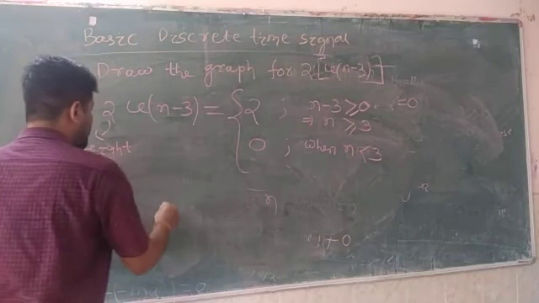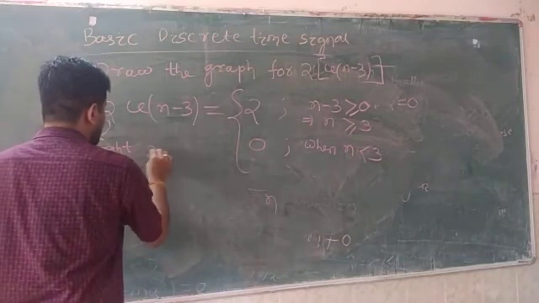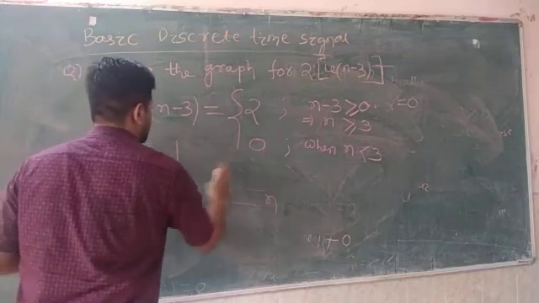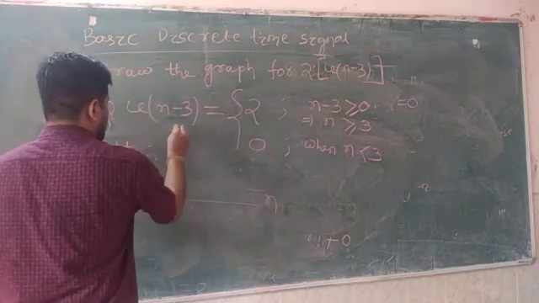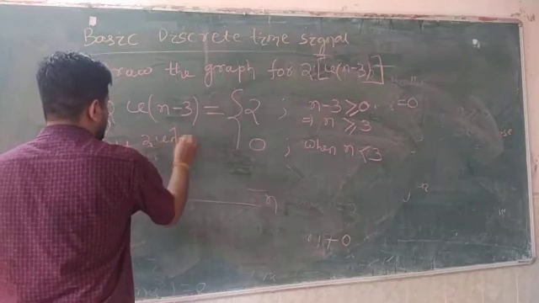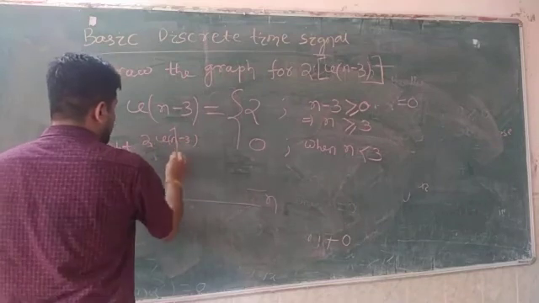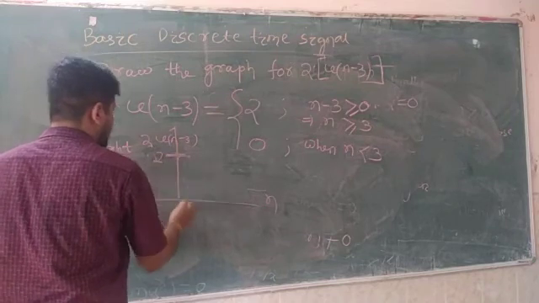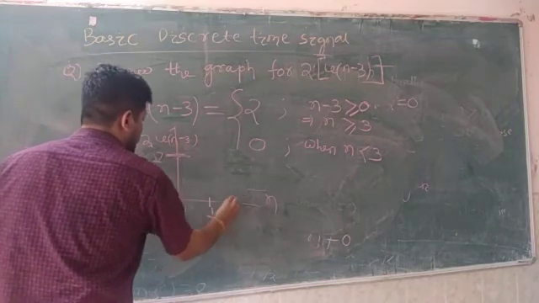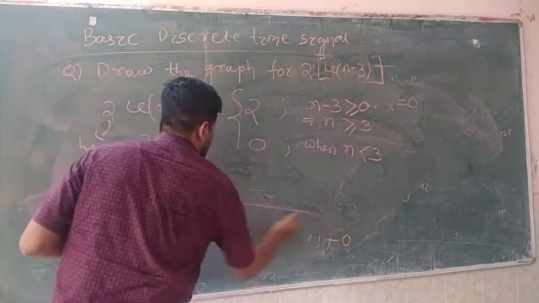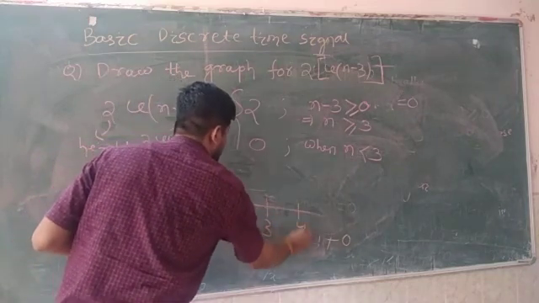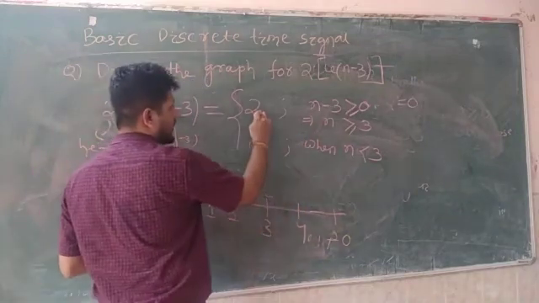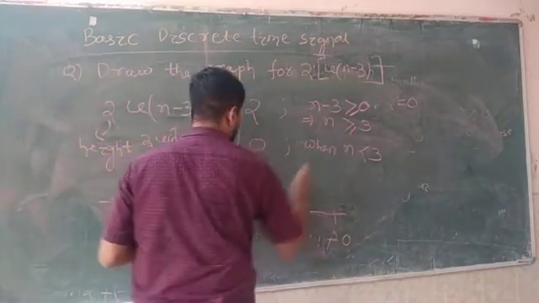So how to plot this graph? Twice of u of n minus 3. Suppose this height is 2, this is 0, this is 1, this is 2, this is 3, this is 4, this is 5, and I have to draw when this height is 2 only when n is greater than or equal to 3.